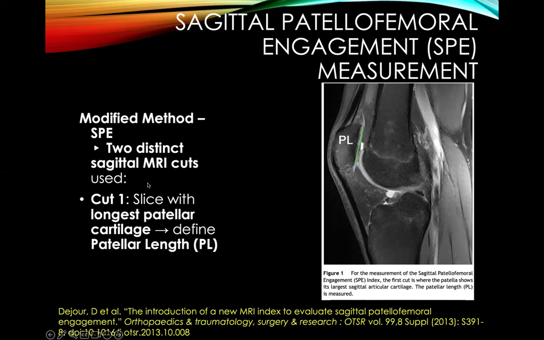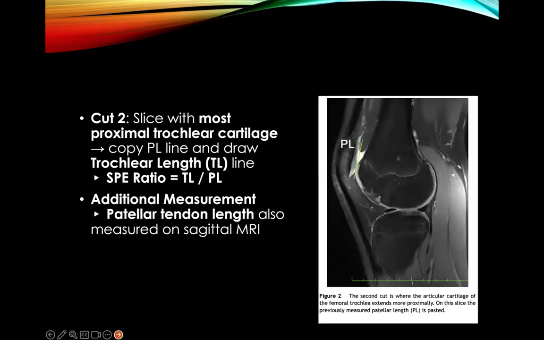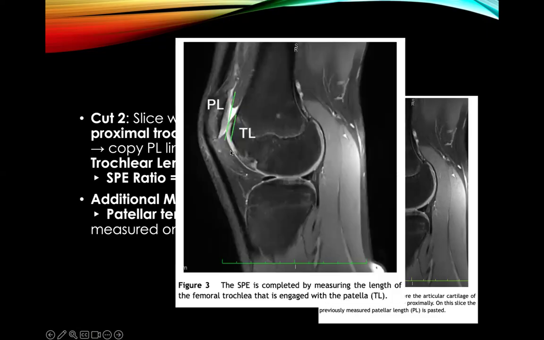So to start with, you have to take 2 cuts of the patella. In cut 1, you make the cut with the longest patellar cartilage. This is the patellar length, PL. In cut 2, you take the part with the maximal trochlear cartilage, and that is TL, the trochlear length. Then you divide the trochlear length by the patellar length, and you get the sagittal patellofemoral engagement index.